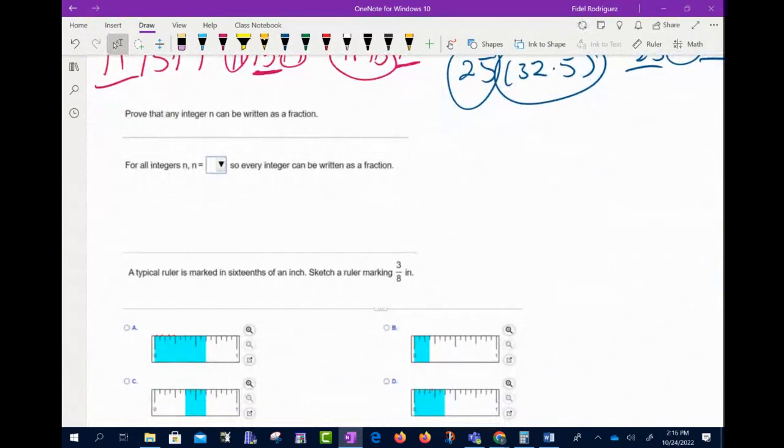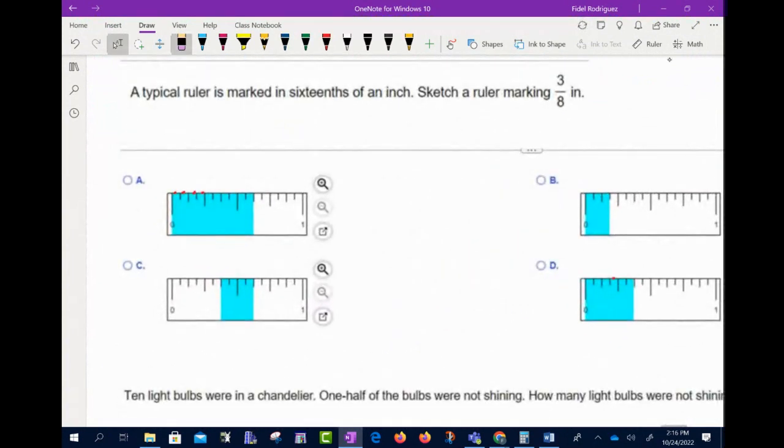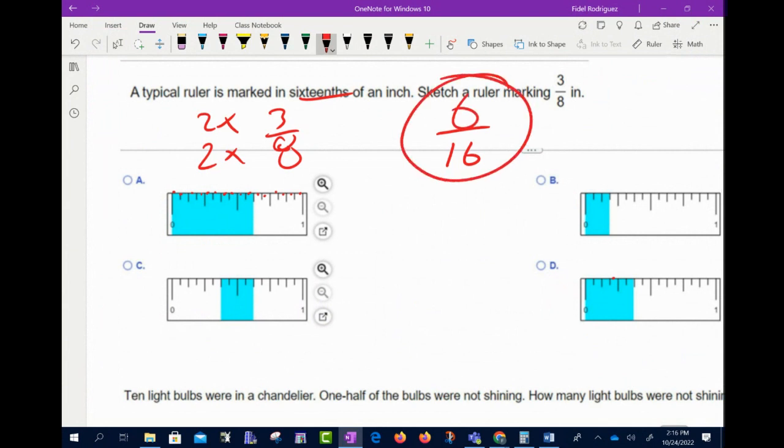The next one here says, prove that any integer n can be written as a fraction. Oh, we can just go n over 1, okay? The next one here says, a typical ruler is marked in 1/16 of an inch, okay? 1/16 of an inch, y'all, this is all it means. We're counting the spaces in between. 1, 2, 3, 4, 5, 6, 7, 8, 9, 10, 11, 12, 13, 14, 15, 16. Okay, so 3 over 8. But, y'all, they do this in 1/16. Okay, so if I multiply that by 2 and multiply that by 2, that would give me 6 over 16.